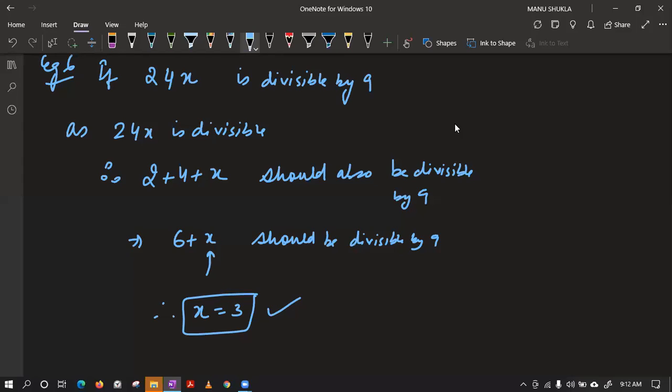Now, example number 7 is simple. Example number 8 is simple. I think we are done. All the remaining questions are very easy. You can solve on your own. And today you can complete the chapter. Okay, let me stop this recording.